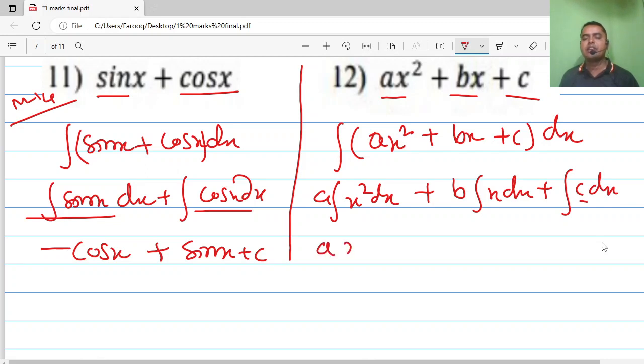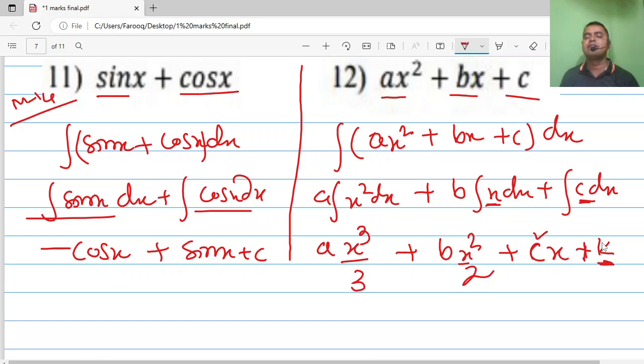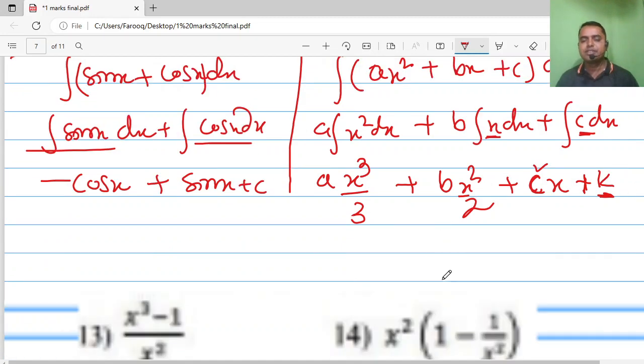Integration of a x square means x cube by 3, 2 plus 1 divided by 2 plus 1, plus b, integration of x means x square by 2, plus integration of c dx means cx plus k. Here I am adding k as the constant of integration because c we already have here. That is the constant in the integrand only.